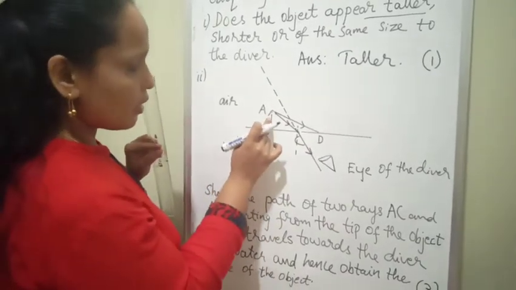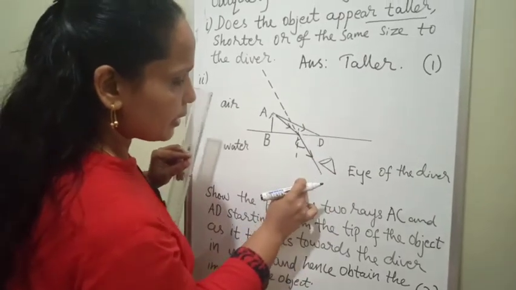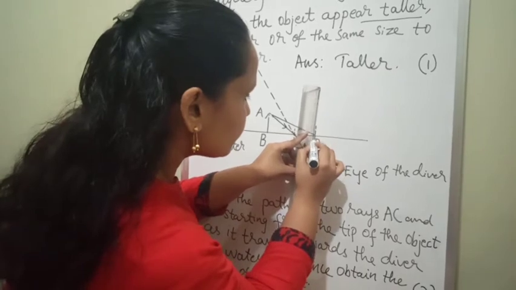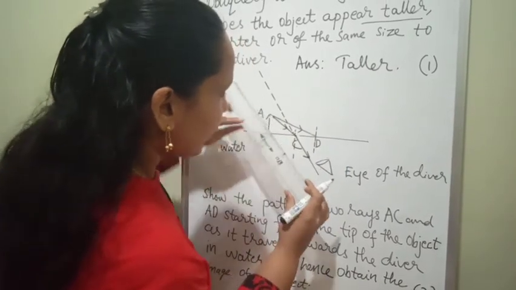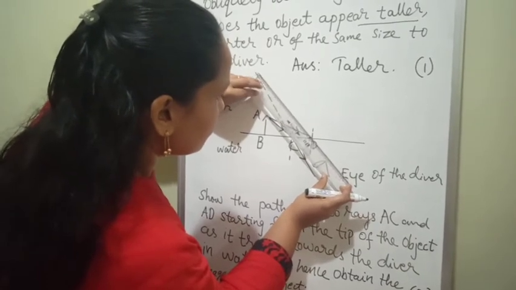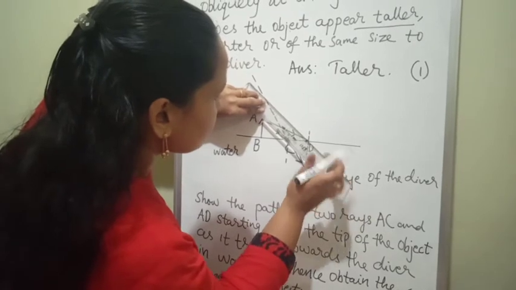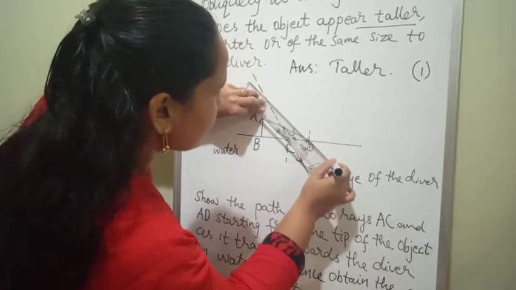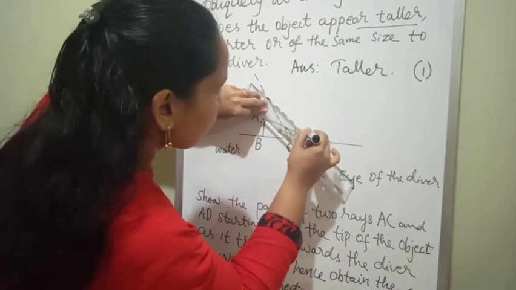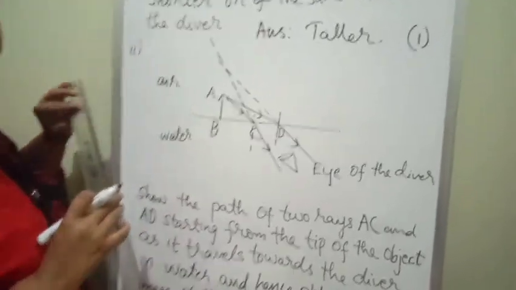Similarly, we have to draw AD also. Even AD is traveling from air to water. That means rarer to denser medium. It comes closer to the normal. So we have to draw the normal. Again, it comes closer to the normal. Keep it straight like this. This is the ray, extend it backwards. This is the refracted ray.